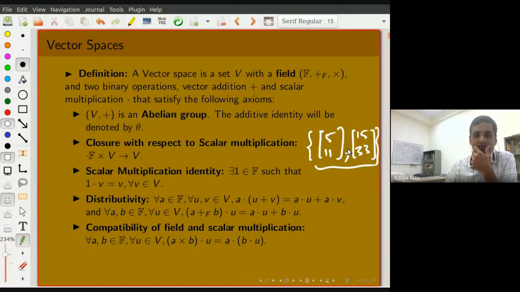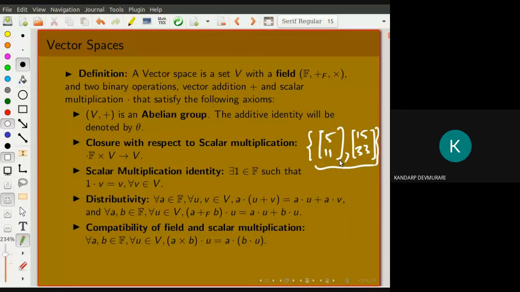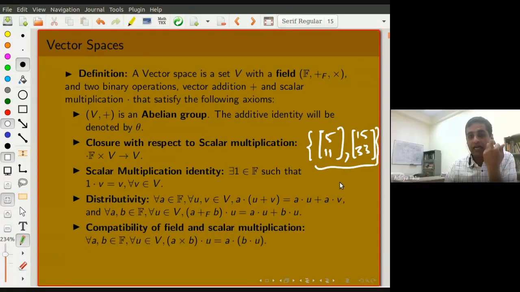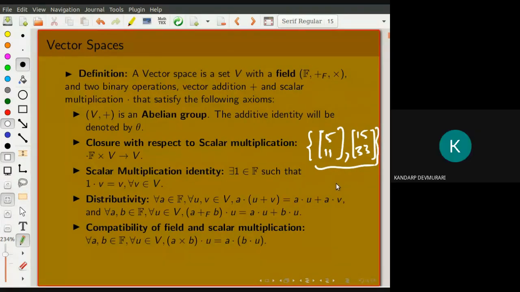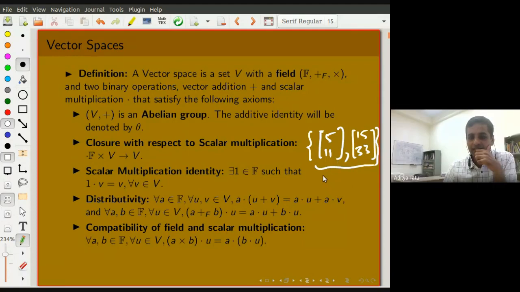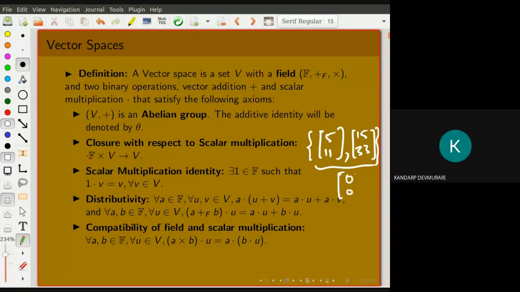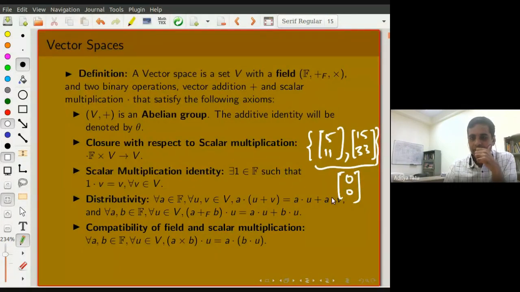Does it have the additive identity? No, there is no additive identity. Right, so what would be the additive identity? It has to be zero, (0, 0). So you need to include at least this.